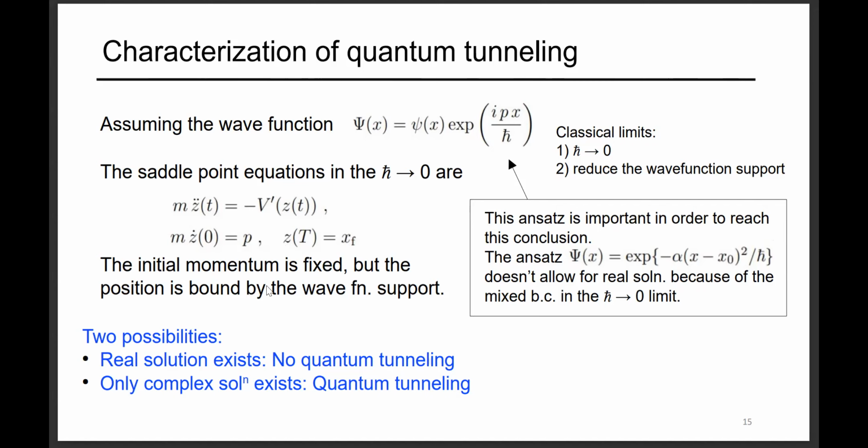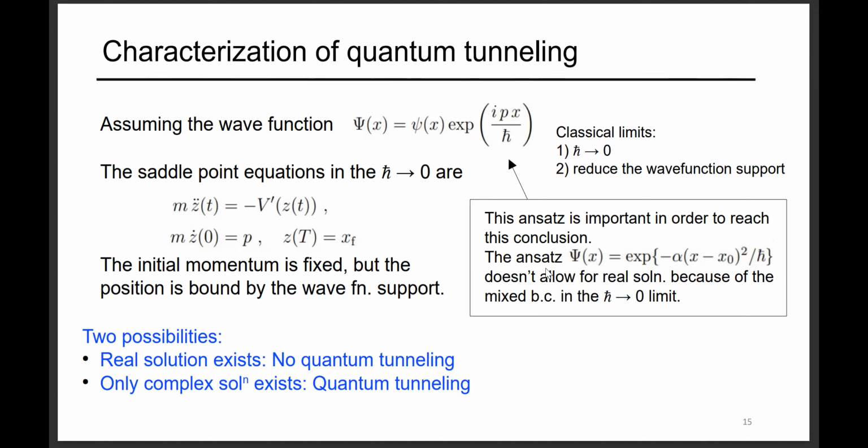The first case is if a real solution exists, then that's it. We don't have quantum tunneling. But if there is no real solution given these conditions, then we only have complex solutions. So in that case, we have quantum tunneling. So this is a nice way to characterize quantum tunneling.